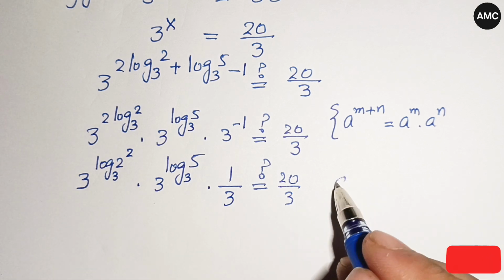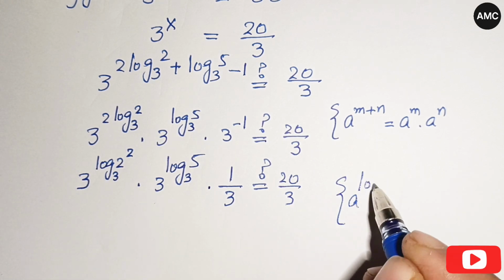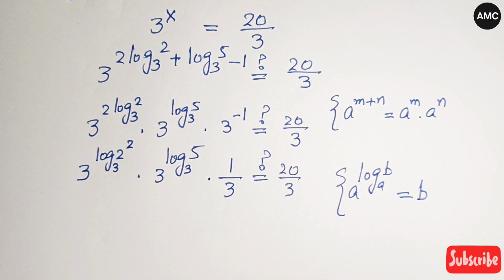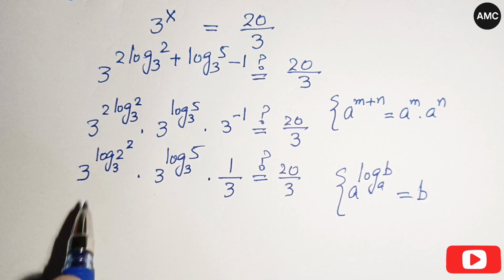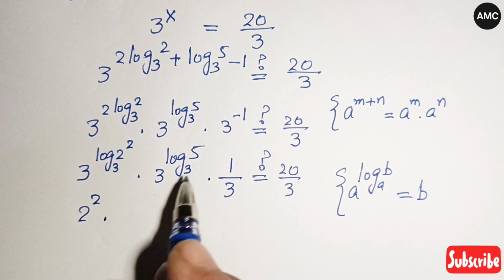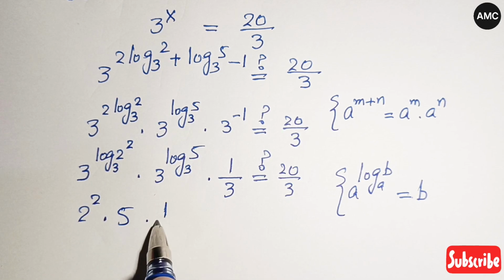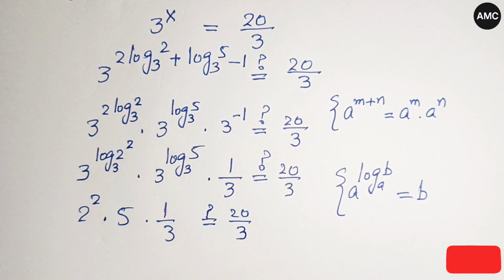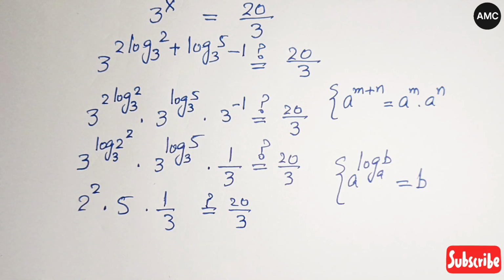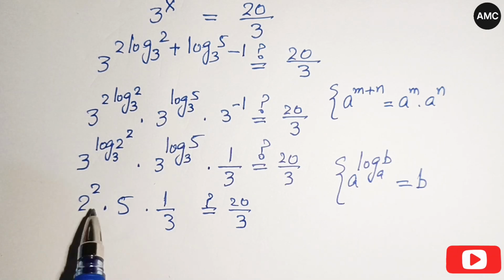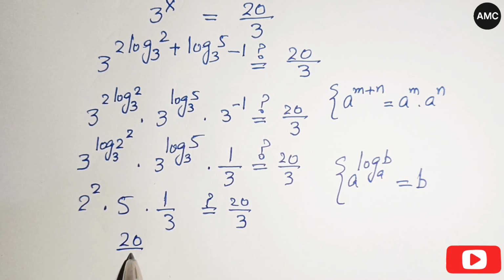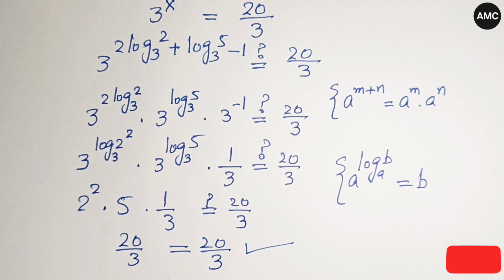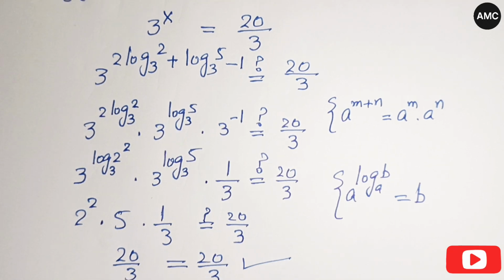Now here we use the logarithm law: if we have a to the power log b to base a, then it is equal to b. So the value of b is here 2 squared, and then 5, times 1 over 3. Is it equal to 20 over 3? Now 2 squared is 4, and 4 times 5 is 20, so we get 20 over 3, which is equal to 20 over 3. So the left hand side of this equation is equal to the right hand side.